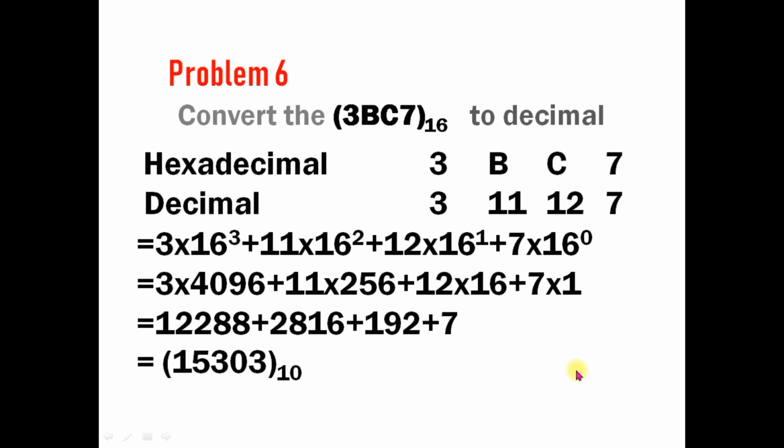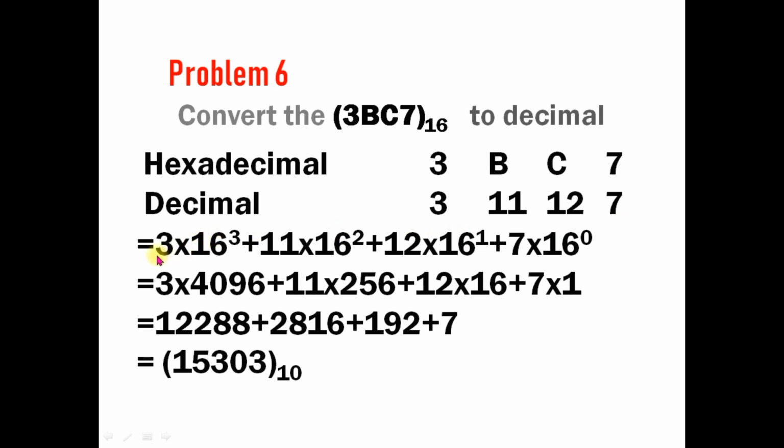Problem 6. Convert 3BC7 base 16 to decimal. We have to write this in the hexadecimal form, that is 3BC7, and then convert this one to the decimal number system. That is 3, B can be written as 11, C can be written as 12 and 7 as it is.